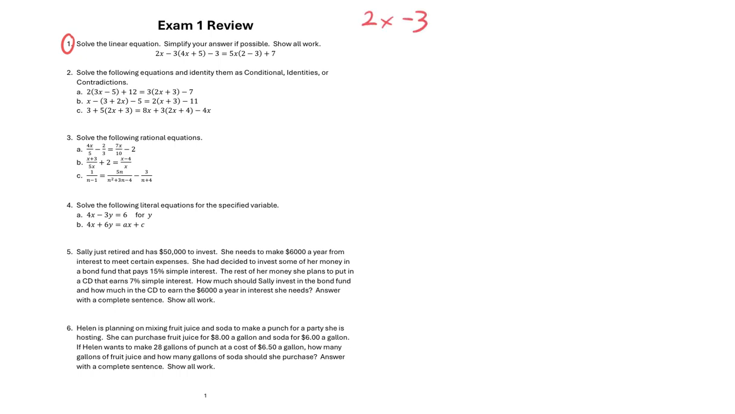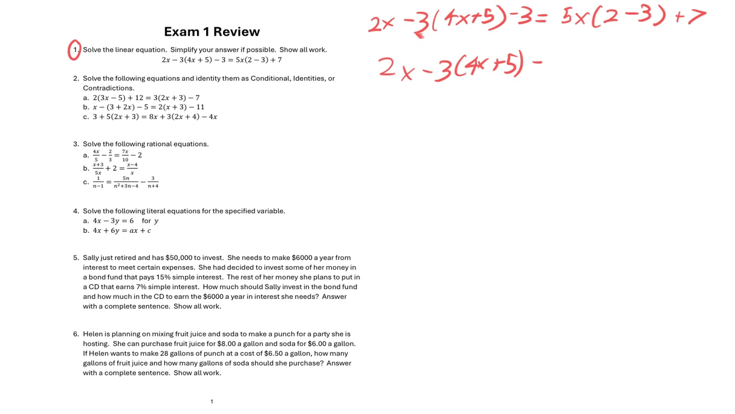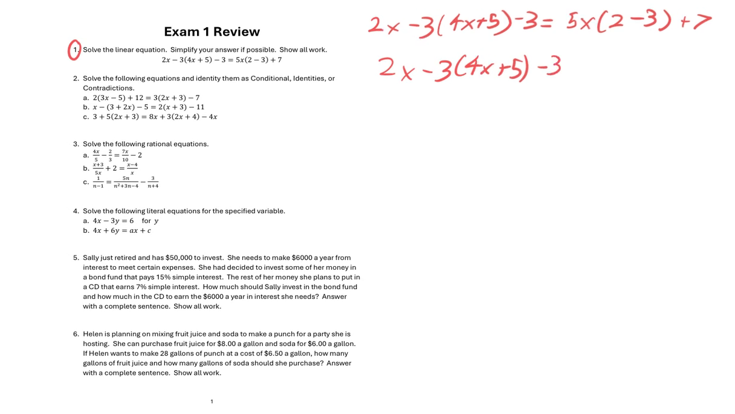2x minus 3 times (4x plus 5) minus 3 is equal to 5x times (2 minus 3) plus 7. So go ahead and just simplify in each side with like terms. So our left side is going to stay the same: 2x minus 3 times (4x plus 5) minus 3 is equal to 5x times negative 1 plus 7.